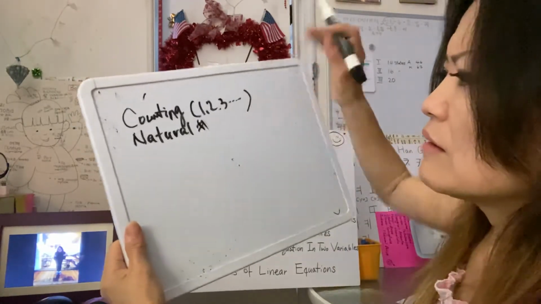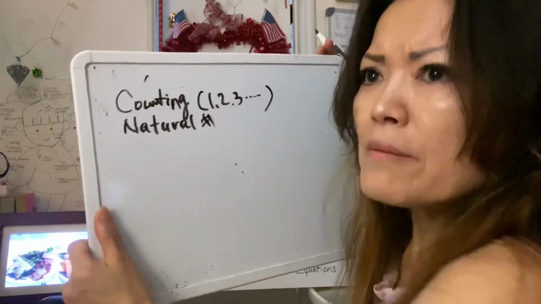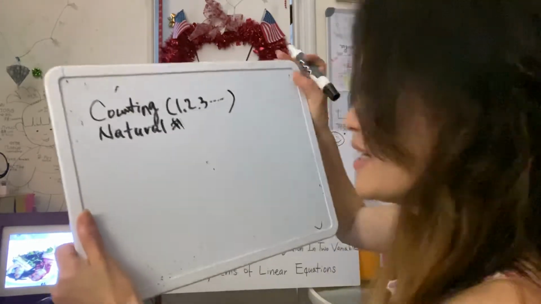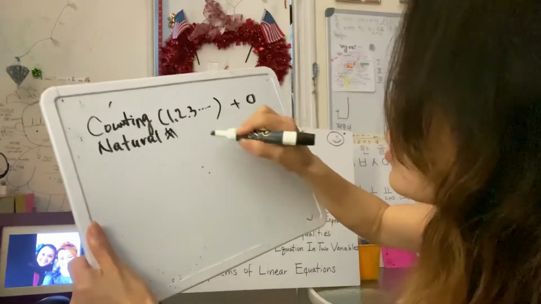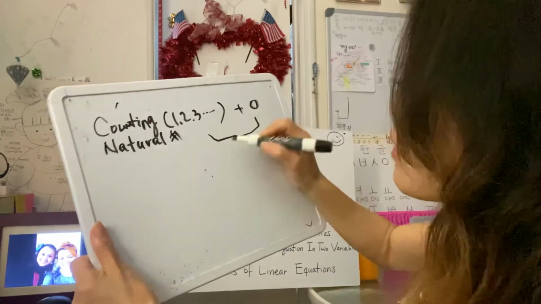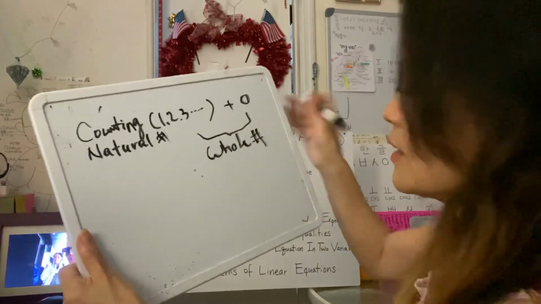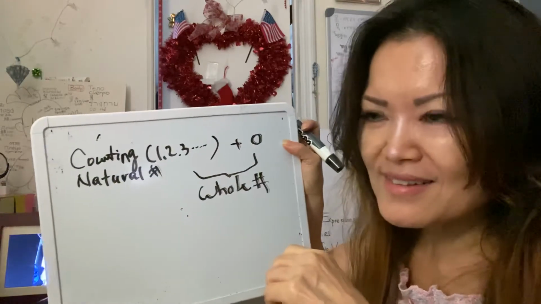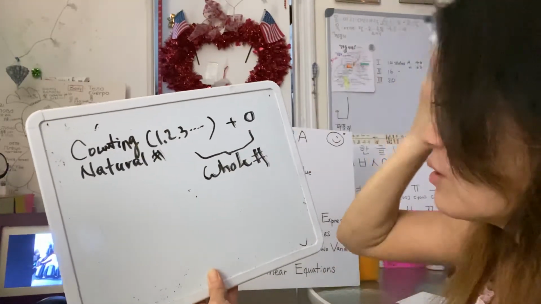And 0 is not a count. I cannot ask, how many apples do you have, and you say I have 0? No, you cannot count 0, right? So if you include 0, it's called whole numbers. 0 is a whole number, but it's not a natural number. So we have natural numbers and then whole numbers.